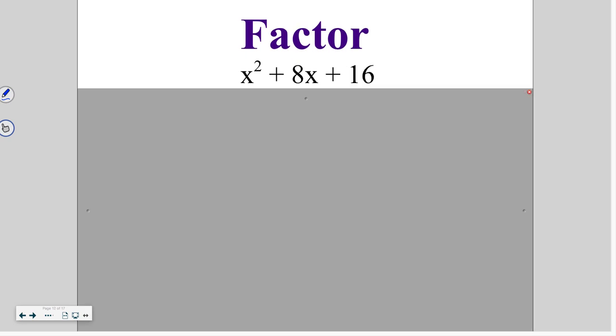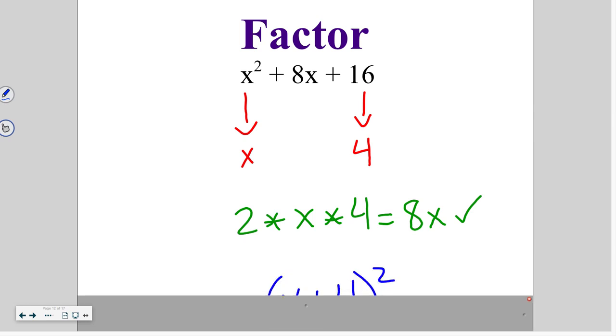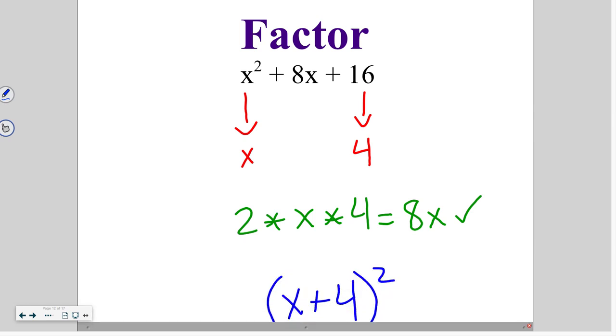Go ahead and try this one on your own. Factoring, we get x and 4 for those square roots. Double checking, we get 2 times x times 4, which is 8x. So our final answer is x plus 4 squared.